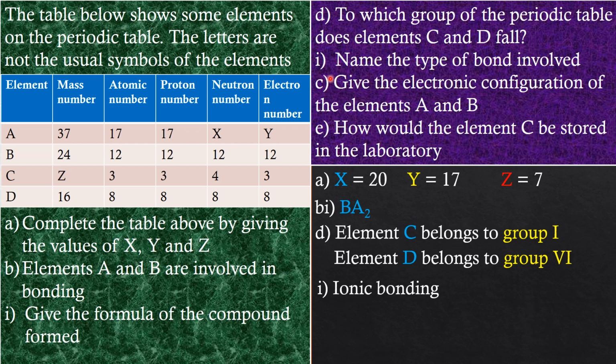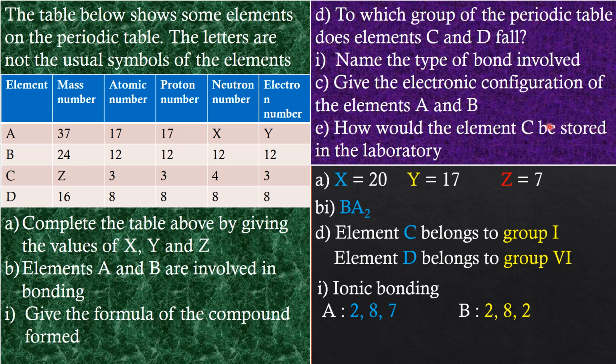Then the next part asks you to give the electronic configuration of the elements A and B. Element A has atomic number 17, meaning the electronic configuration has to be 2,8,7. Then element B has atomic number 12, meaning the electronic configuration has to be 2,8,2.